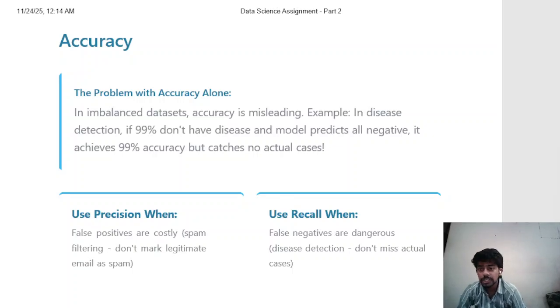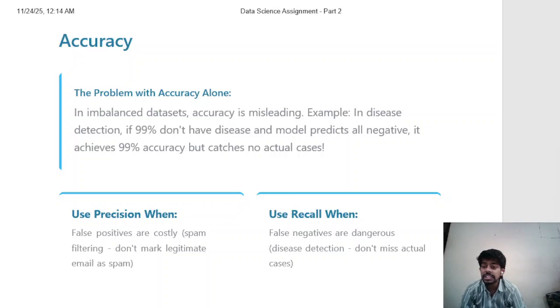The importance of precision and recall. Now, why do precision and recall matter more than accuracy? This is a critical question. Accuracy alone can be very misleading, especially with imbalanced data sets. Let me give you a clear example.